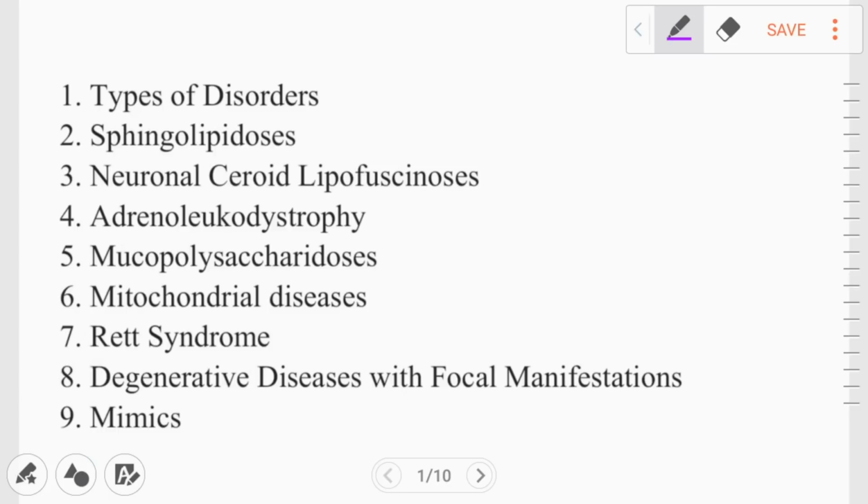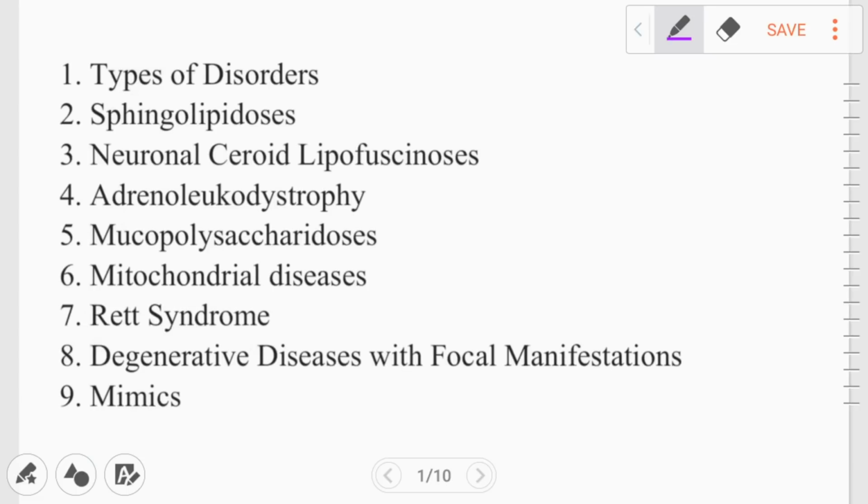Secondly, we'll go into those disorders themselves: sphingolipidoses, neuronal ceroid lipofuscinosis, adrenal leukodystrophy, mucopolysaccharidosis, mitochondrial diseases, Rett syndrome. Then we'll talk about degenerative diseases with focal manifestations, and finally we'll talk about the mimics of neurodegenerative disorders.